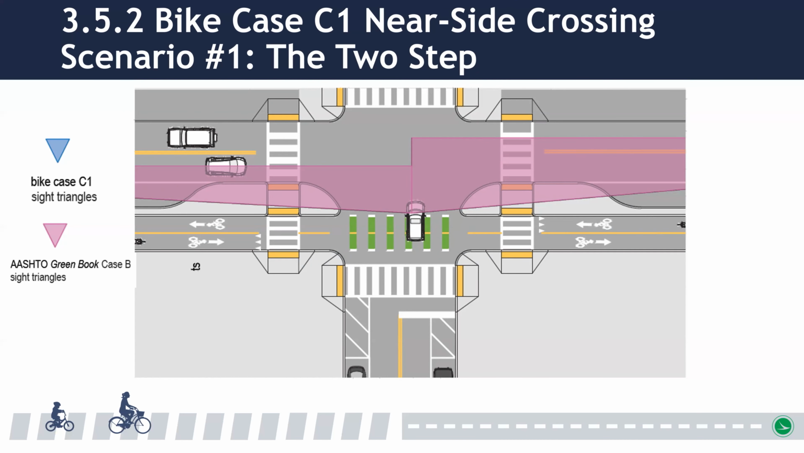Second of note, while bike case C1 sight triangles are the recommended sight distance for the visibility of bicyclists, the minimum requirement for any intersection is to at least provide stopping sight distance for the bikeway. This provides sufficient time for the bicyclist to exercise due care to slow or stop for a crossing motorist that's already within the intersection.